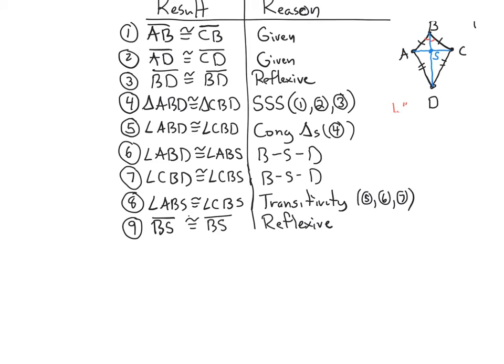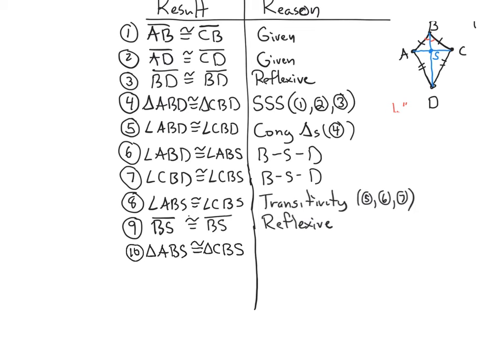All right. That's great. So now, here is our first side, 1. Here is our angle, 8. Here is our second side, 9. And on the other triangle, 1, 8, 9. We get that those little triangles are congruent. So triangle ABS is congruent to triangle CBS.